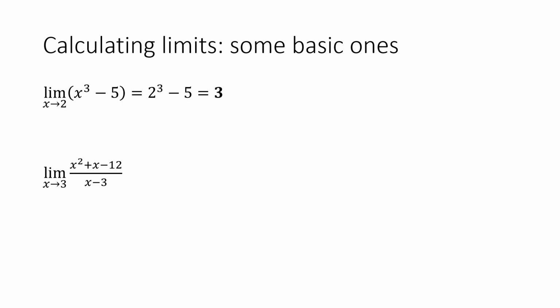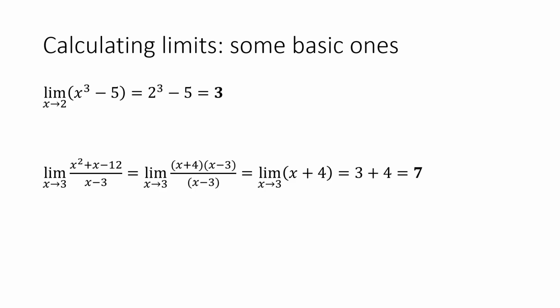Here's another example where you may see, however, that if you put in 3, you're going to get 0 over 0. But what we can do is try factoring, because that quadratic factors to (x plus 4) times (x minus 3), and you can cancel out the x minus 3's. While there is a hole in the original function at x equals 3, it is otherwise basically the same as the line x plus 4. And if you put x equals 3 into this expression, you don't have any issues there. So as you approach x equals 3 from both sides, you're approaching 7.